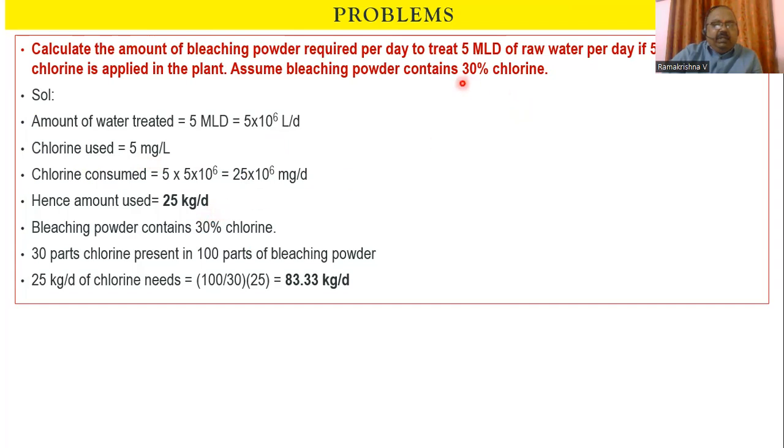Now we are applying bleaching powder instead of chlorine, having 30% of chlorine. So using that information, 30 parts of chlorine is there if we are using 100 parts of bleaching powder. 25 kg per day of chlorine requires how much bleaching powder? So you obtain an equation and then find out that it is 83.33 kilogram per day. So that means if you apply 83.33 kilogram per day of bleaching powder in the plant, that is equal to 5 milligram per liter of chlorine required in the plant.